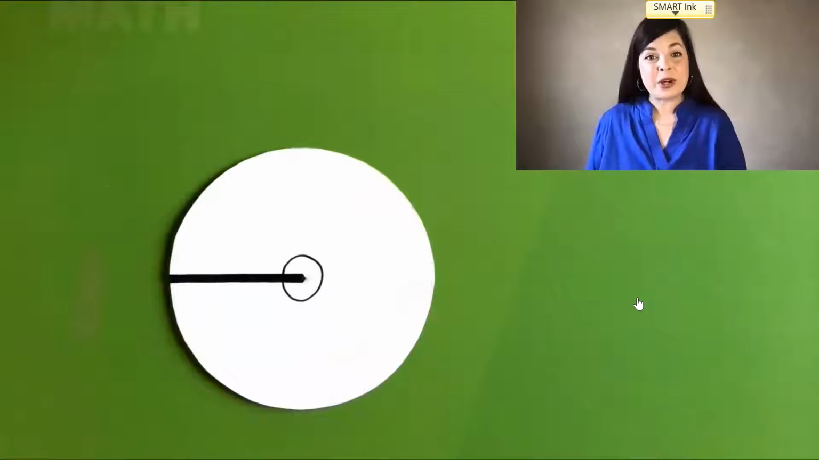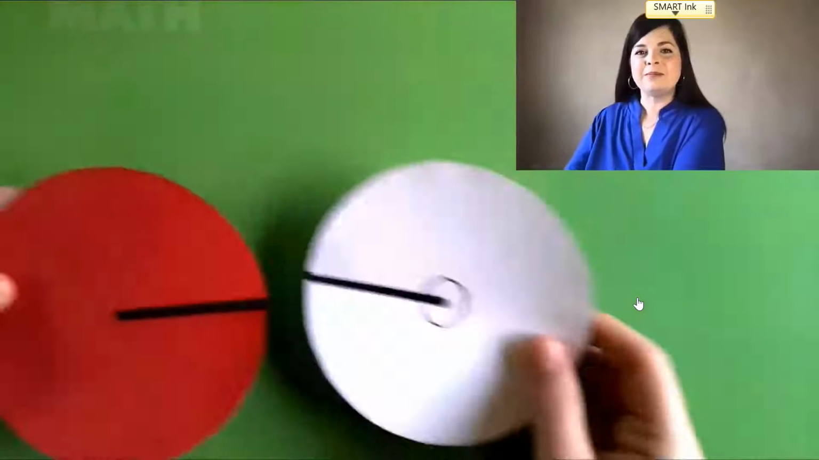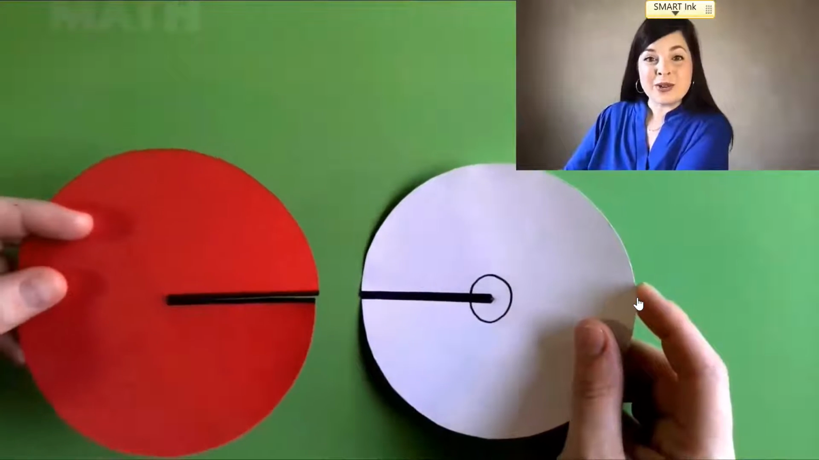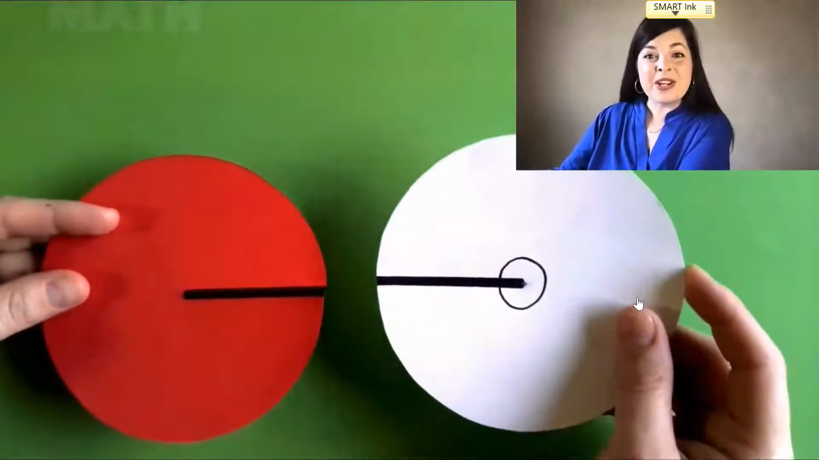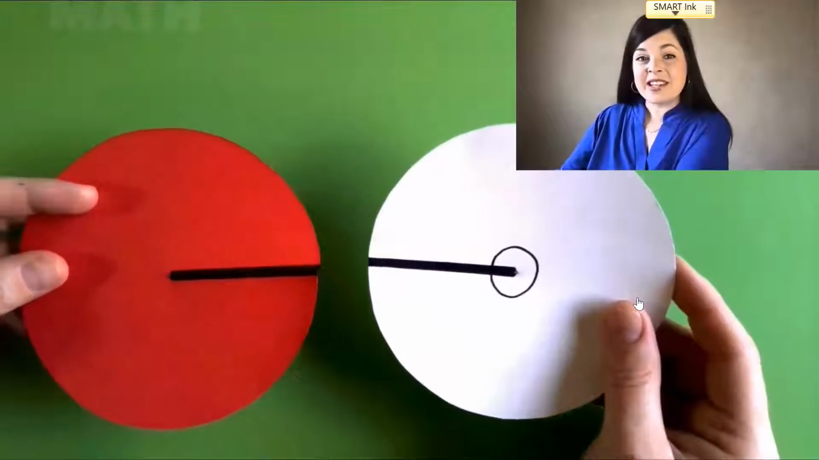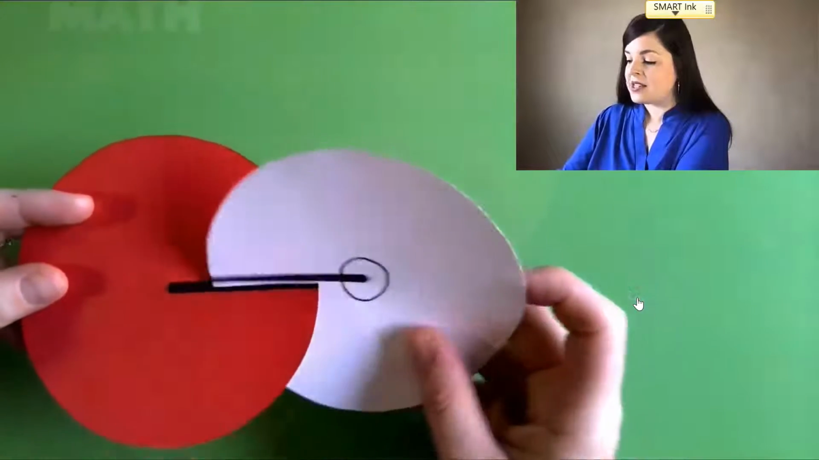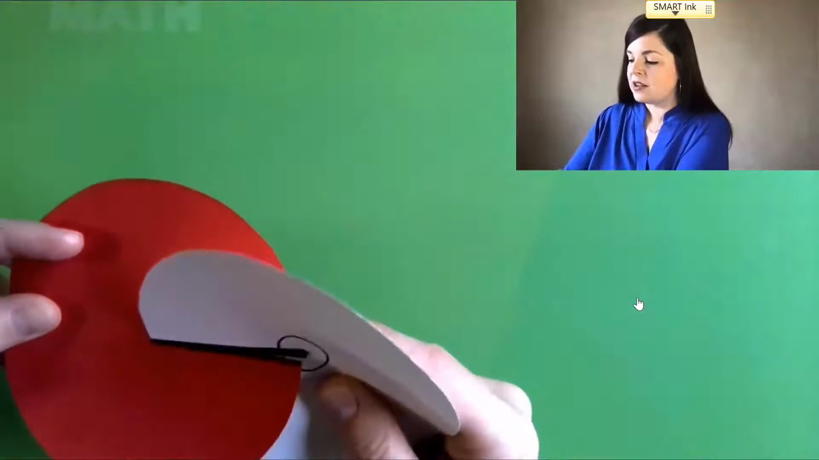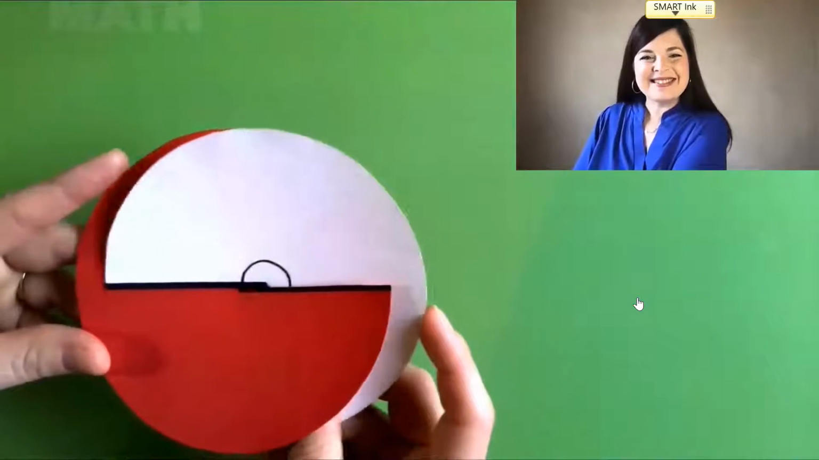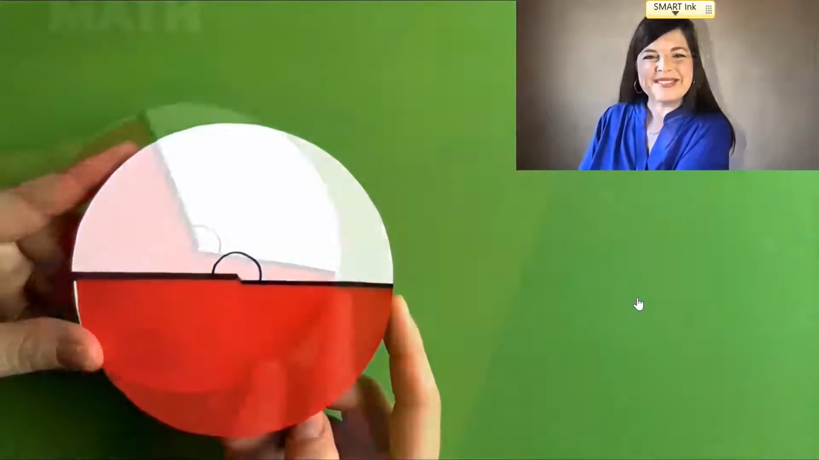Now we're going to put our circles together. Watch how we'll do that. Hold your red circle in your left hand and your white circle in your right hand with the slits facing each other, and then just kind of slide them together where those slits will overlap, just like that. And boom, we have our tool.